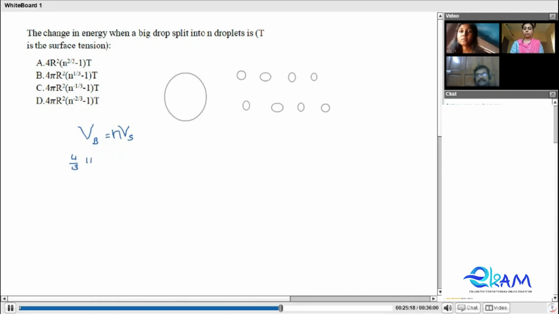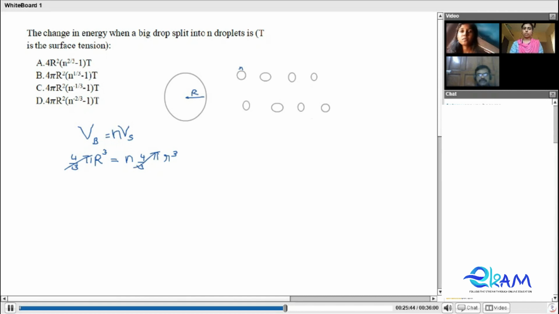What is the volume of a drop? It is 4 by 3 pi r cube. Let the radius of the larger drop be capital R and the radius of the smaller drops be small r. So what is the volume of the bigger drop? It is 4 by 3 pi R cube. That is equal to n times 4 by 3 pi small r cube. The small r represents the radius of the smaller drops.